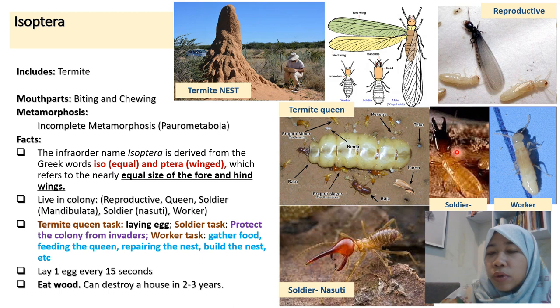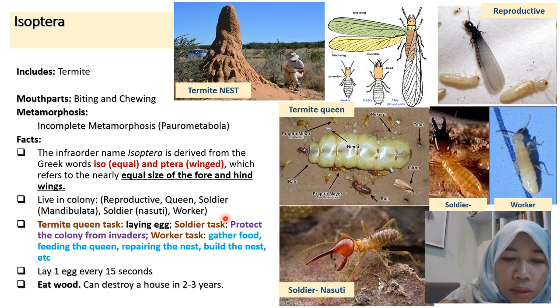And then this is the soldier, the two types of soldier. This is soldier mandibulate and this soldier is nasuti. Look at the head of this insect, the soldier. The mandibulate has chapit on the head, and the nasuti, the shape is like that. This is the soldier to fight. The soldier's task is to protect the colony from invaders, to fight.